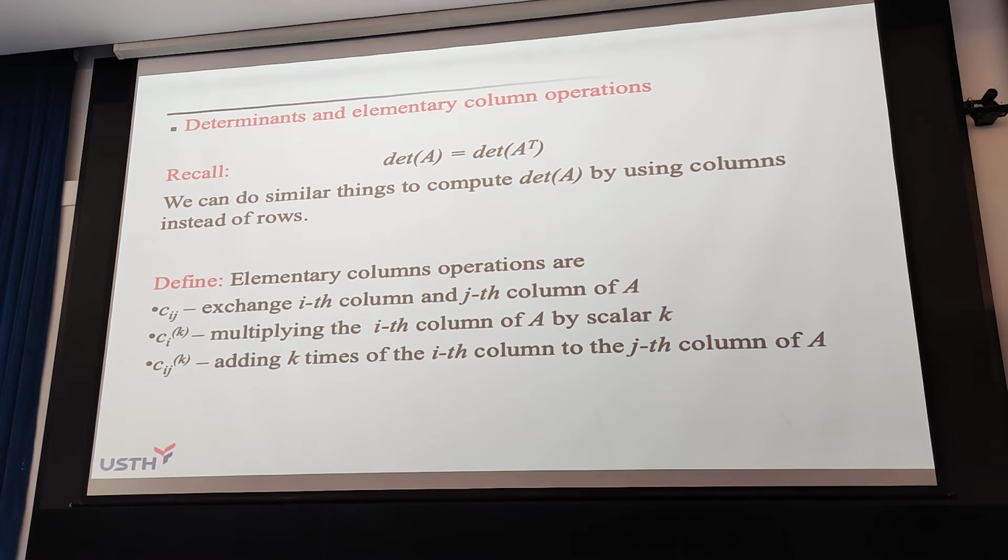for columns. And because of that, here I define the elementary column operations that are quite similar to those for rows, just replacing rows by columns. Cij means we exchange the i-th column and the j-th column, and Ci(k) means we multiply all the entries lying on the i-th column by the number k. And the last one, Cij to the power k, means we add k times the i-th column to the j-th column of A. And then again we can apply those operations to change any square matrix into an upper triangular matrix.